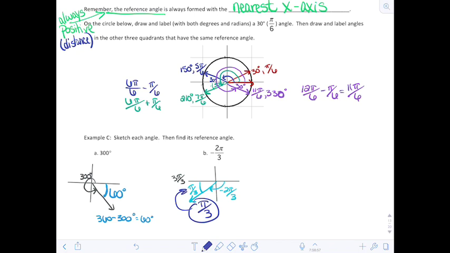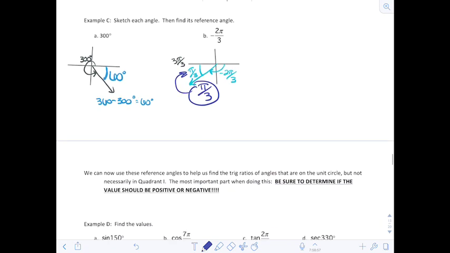Okay, so that's how we find a reference angle. How far away from the x-axis are we? Have we gone over it or not quite got there, but it's a distance from the x-axis?